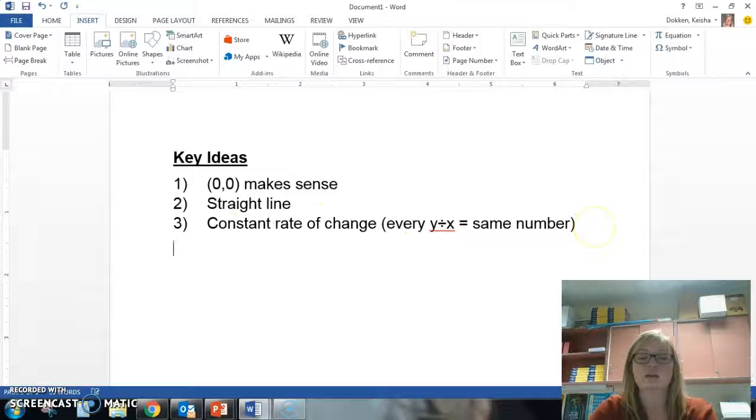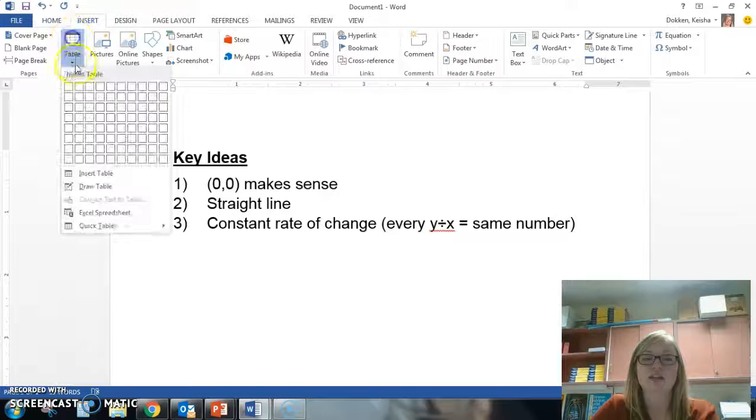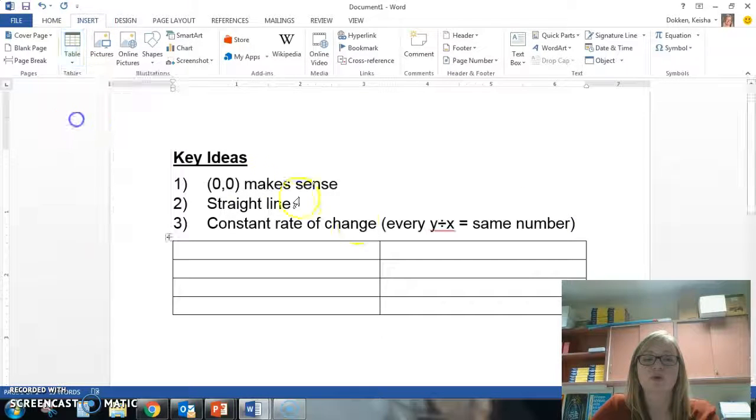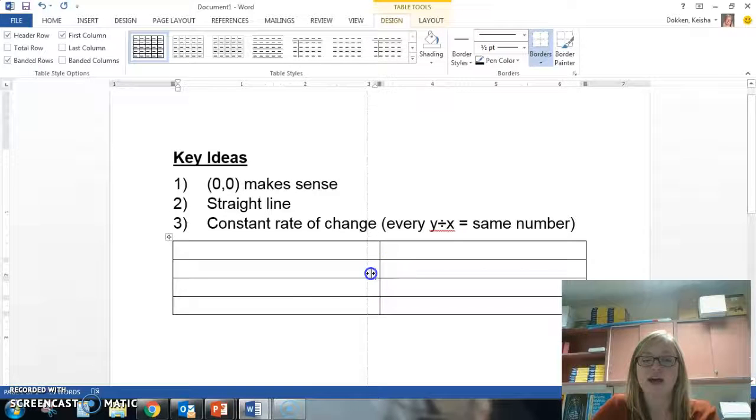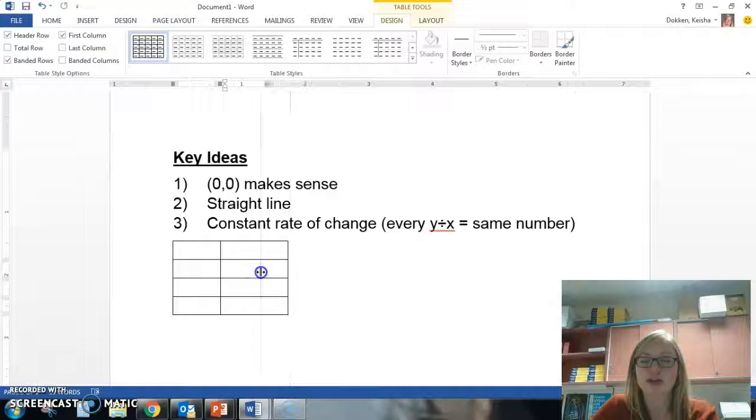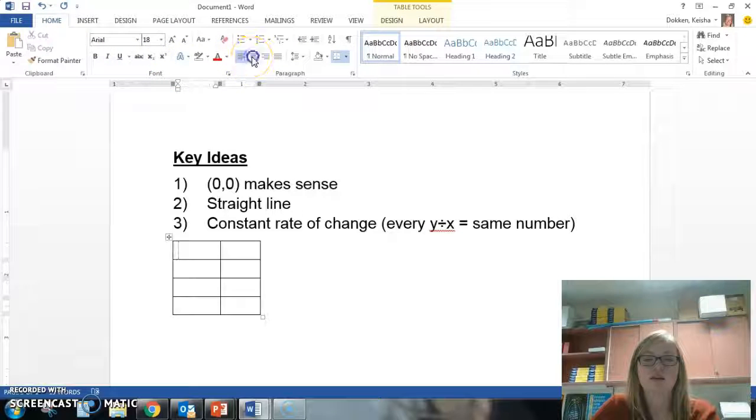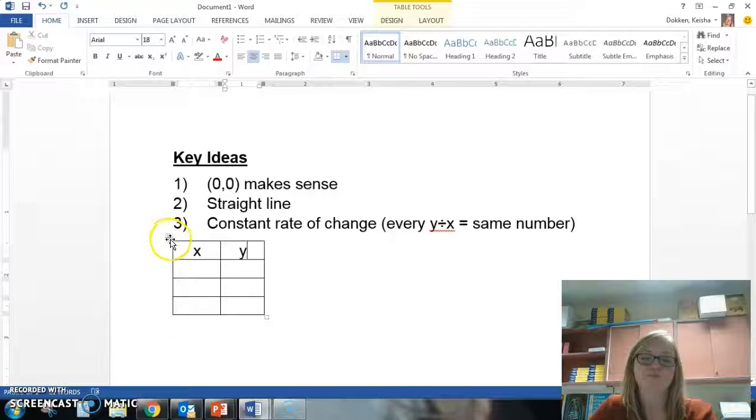Remember, when you make tables, the x always goes on the left side and the y always goes on the right. So if you need to put an example here for yourself, that might help. So the x always goes on the left, x would be here, y would be here. Okay, so you're always doing y divided by x, whatever the second number is, divided by the first number.